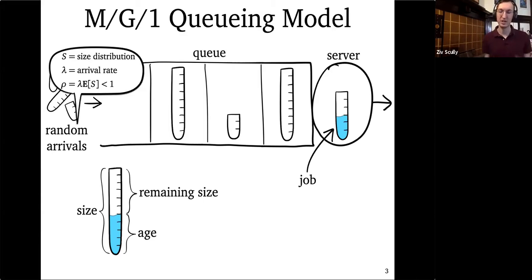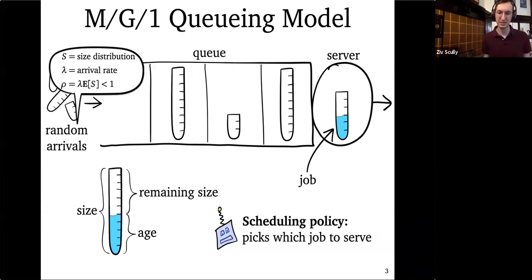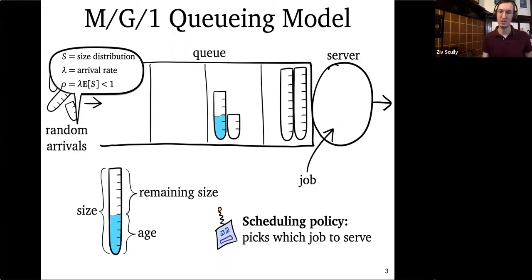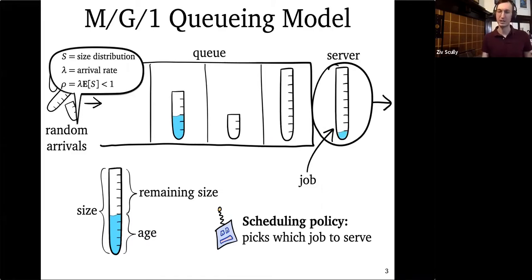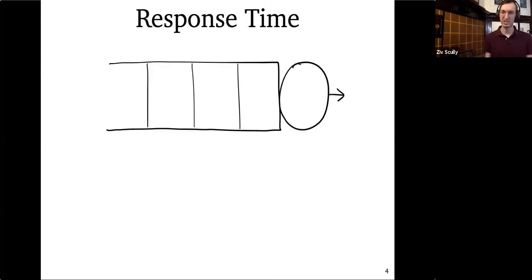And we're going to focus today on scheduling. Scheduling is what decides, when there are multiple jobs in the system, which one we serve. And we do so preemptively. We can decide at any moment to interrupt a job, preempt it, swap it out for a new one, and start serving that. For this talk, we're going to assume that preemption is free and can happen at any time. So that's the M/G/1 queuing model. We measure the performance of queuing systems in several ways, and today we're going to focus on response time.